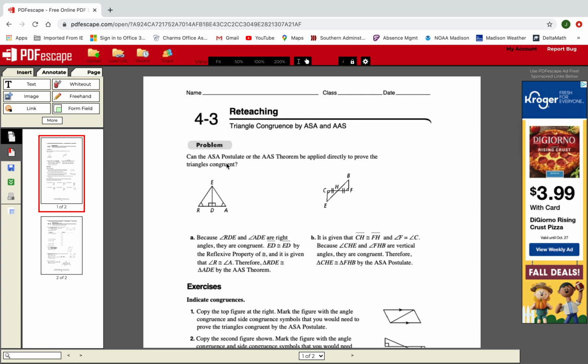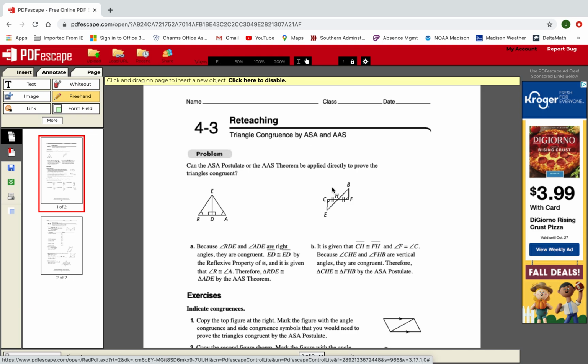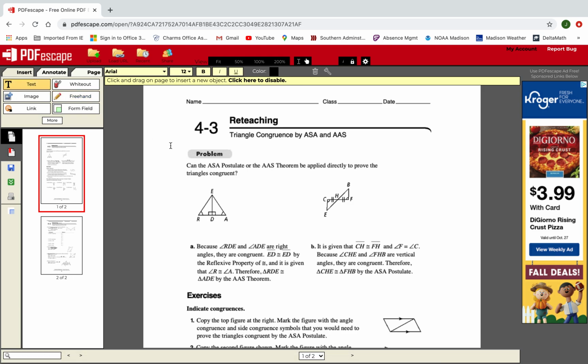This says, can the ASA postulate or the AAS theorem be applied directly to prove these triangles congruent? Looking at this first figure, we see two triangles that are attached by the reflexive side. We know that reflexive side is shown congruent, so we can make a mark to that effect here. Since something always equals itself, we can say that side ED is congruent to side ED.